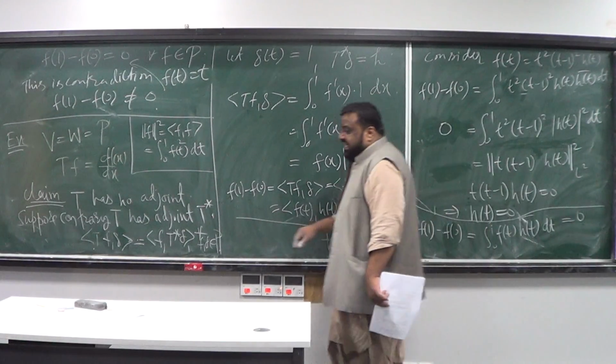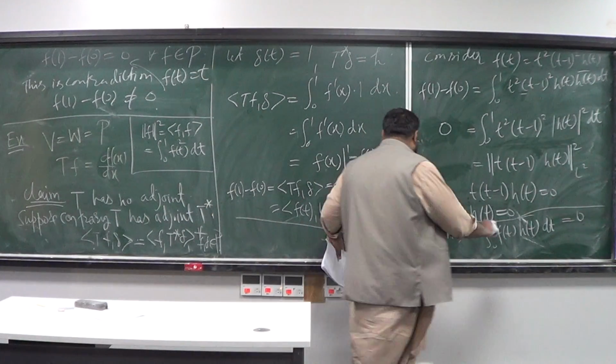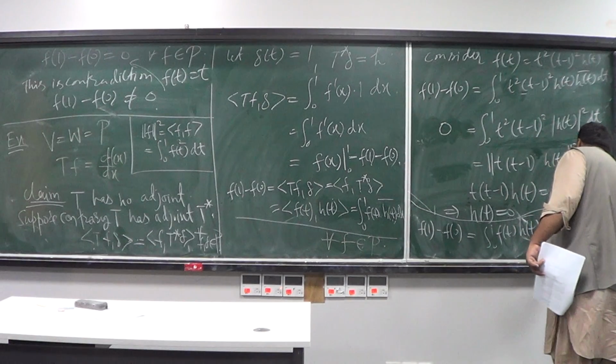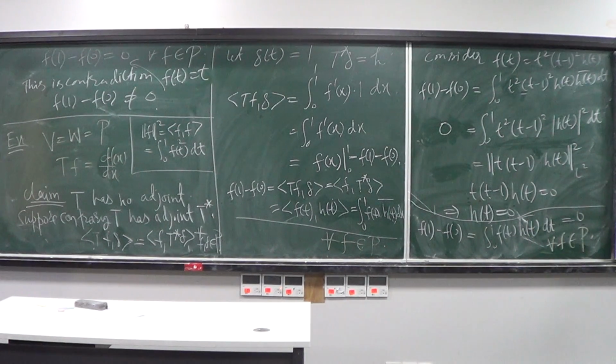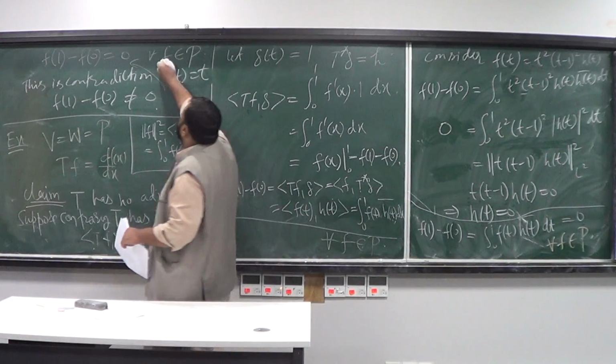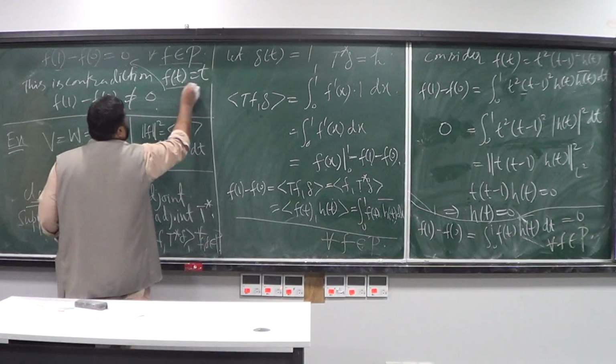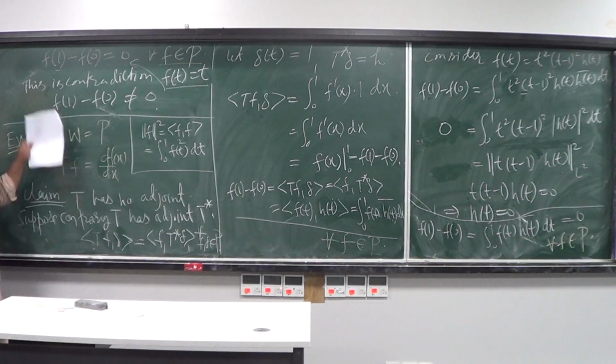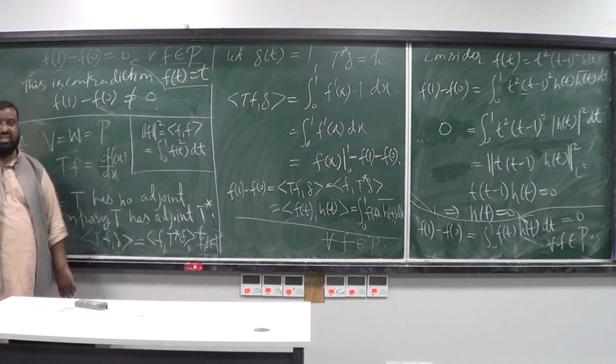And this identity must be true. Since this is true for all f, this should be true for all f in the space of polynomials. And if this is true for the whole space of polynomials, that is a contradiction. Why? Because it is not necessary that every single polynomial should satisfy this condition. Just take this simple polynomial f of t equal to t. You're going to get f of 1 minus f of 0 does not equal 0, and hence you have a contradiction. And this contradiction is coming due to the fact that you have assumed that T has an adjoint T star.